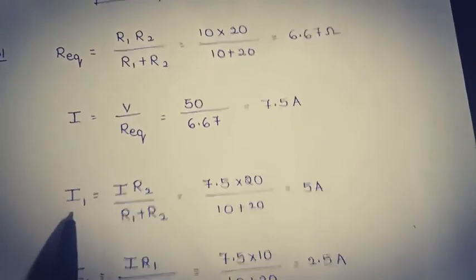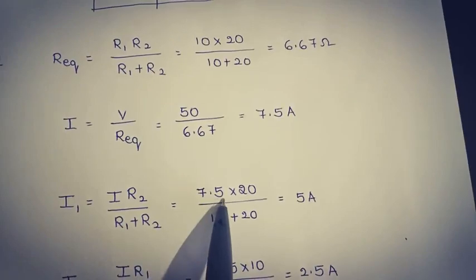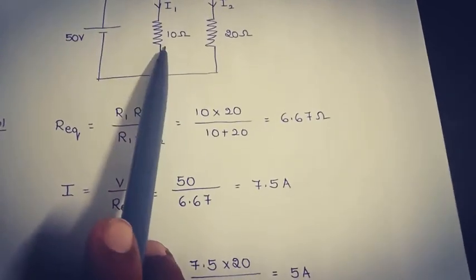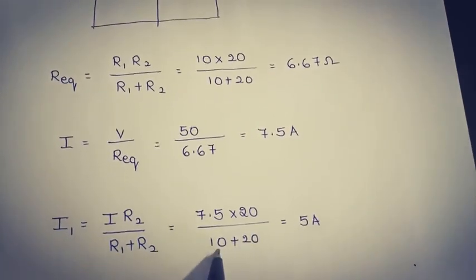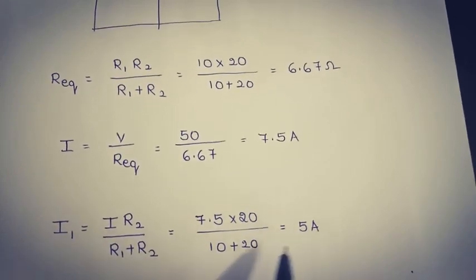So, here is the formula. I1 is equal to total current, that is 7.5, into opposite resistance. The resistance which is opposite to 10 ohms, that is 20, by the sum of the resistances, 10 plus 20, which is equal to 5 amperes.